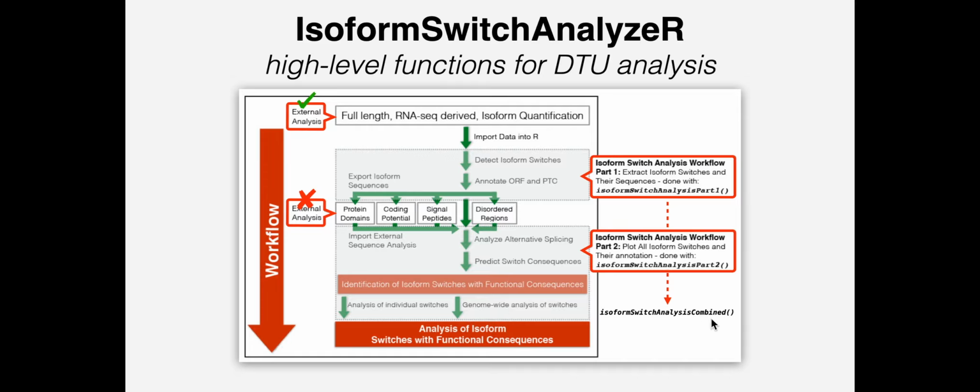So we will use a single function, really, once we get our data imported into R in the way we need it. A single function called isoform switch analysis combined that essentially allows us to skip this external analysis and drive right through it onto the second part that I just described.